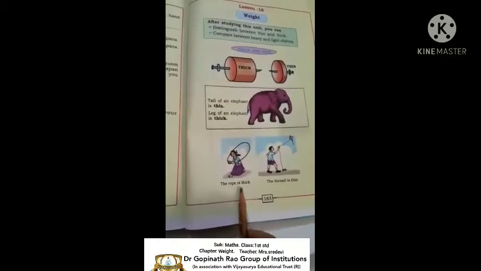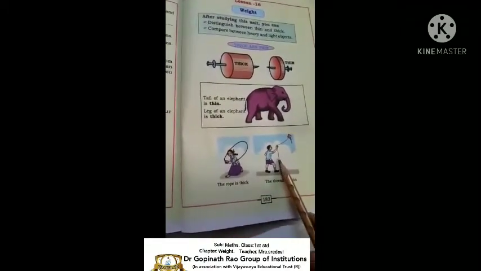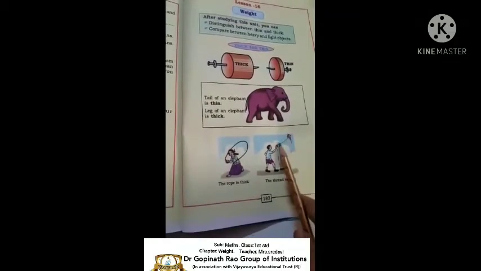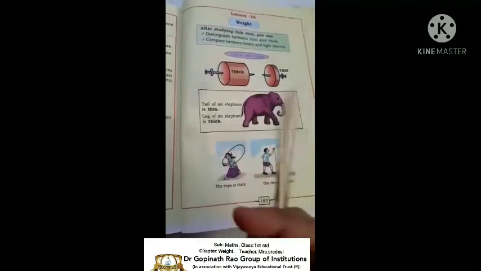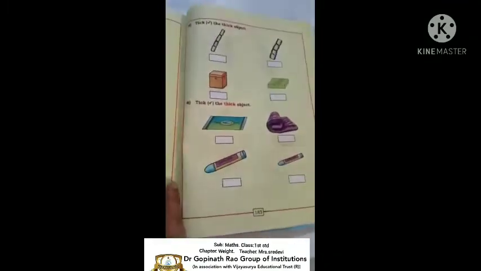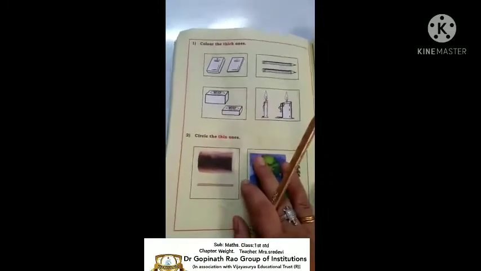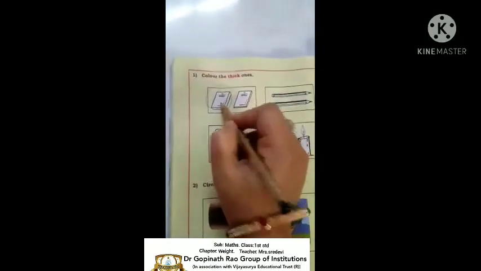Here, the rope is thick. You can see a rope is thick, whereas a thread is thin. The thread to fly a kite is thin. Color the thick ones. So, which is the thicker one here? Circle it first. Okay, color it, children, this one.